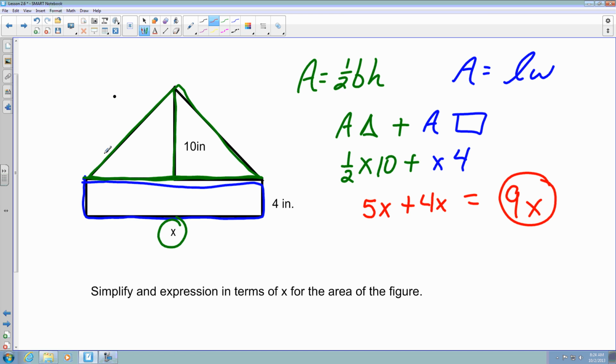And that is being able to solve equations by using multiplication or division. Hope this helps. Until next time.